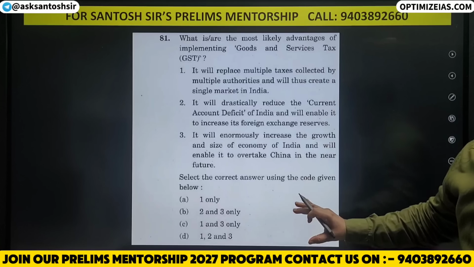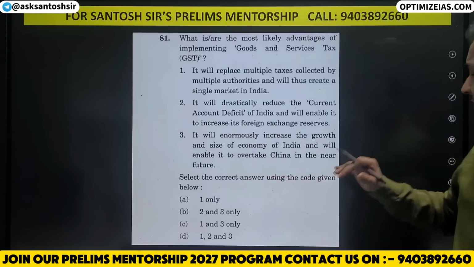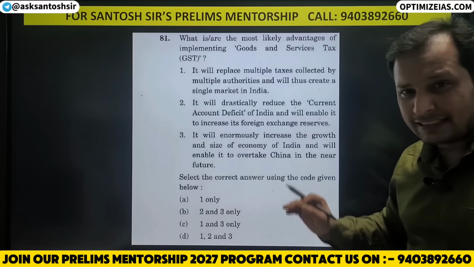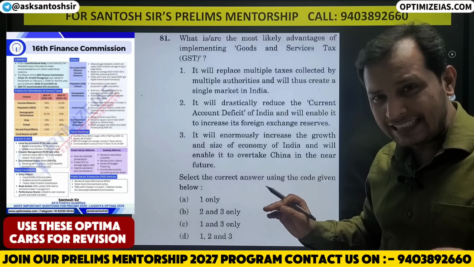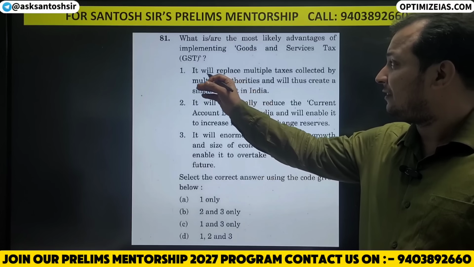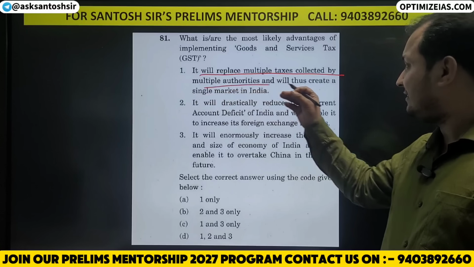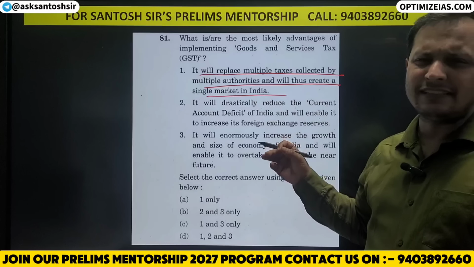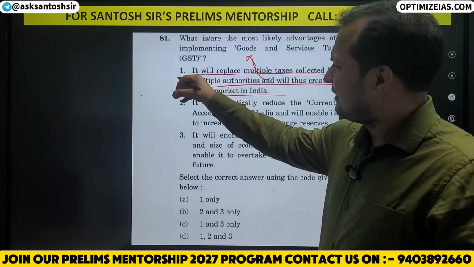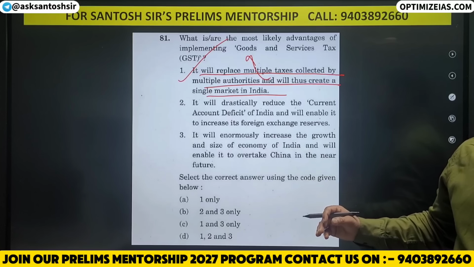This is the question. They have given you the advantages of goods and services tax. Whenever you come across extreme words in UPSC Prelims economy questions, 99% of the chances these extreme words are incorrect. Let us read this. First statement: it will replace multiple taxes collected by multiple authorities and will create a single market. This is what GST is all about. So anyone who has read GST can easily mark statement 1 is correct.